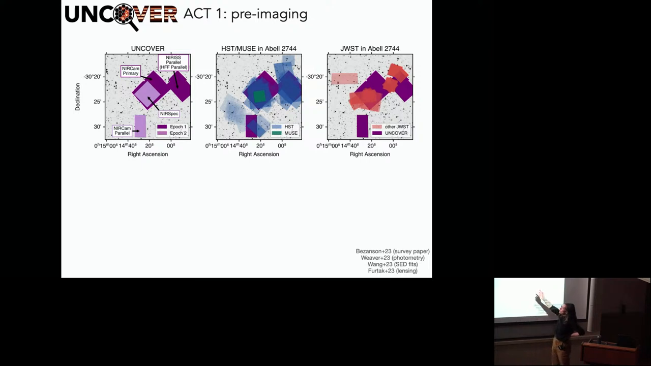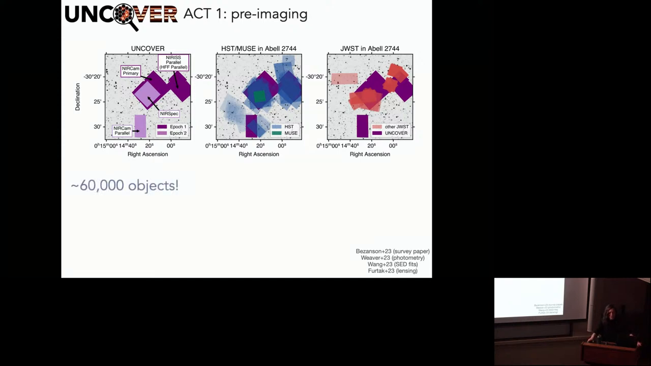There's also MUSE spectroscopy in the cluster core. And then it's also the target of several other early JWST programs. In particular, up there in the corner is the GLASS ERO program. There is a DDT observation in this field. There have been many, many observations so far. I don't know, the TAC keeps giving us time in this field, and I'm not going to question it.